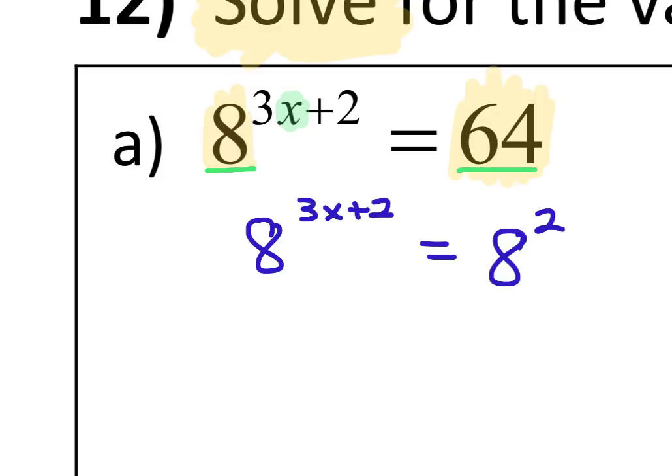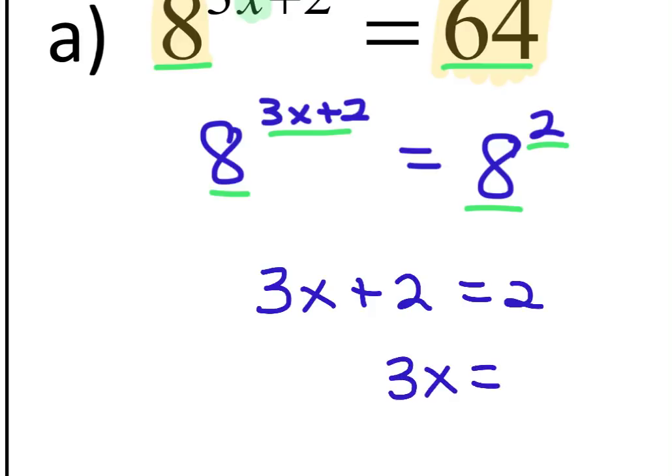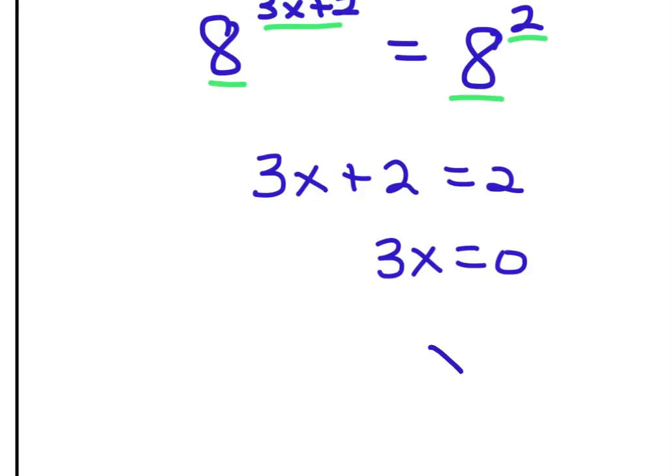Again, you'll get the same answer if you use 2 as the base. You're just going to have some numbers that are slightly bigger. Not even a lot bigger, just slightly bigger than the ones that I'm using here. But now that I have both of these bases the same, I'm going to set the exponents equal to each other. And so the equation that I'm solving really is just 3x plus 2 equals 2. Subtract 2 from both sides, and x equals 0.